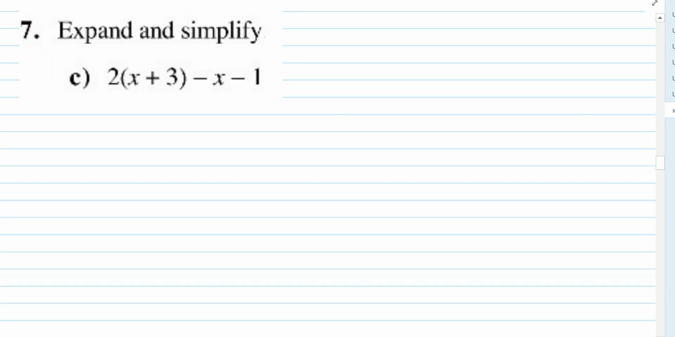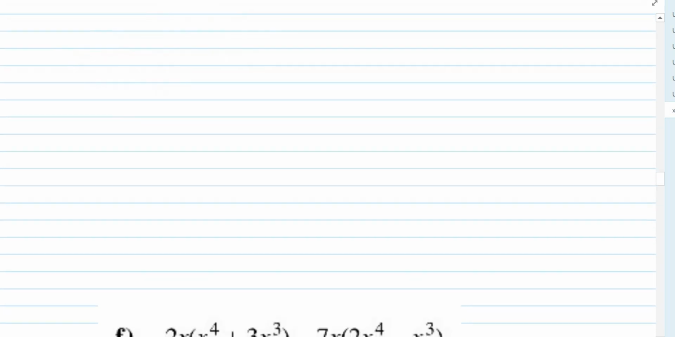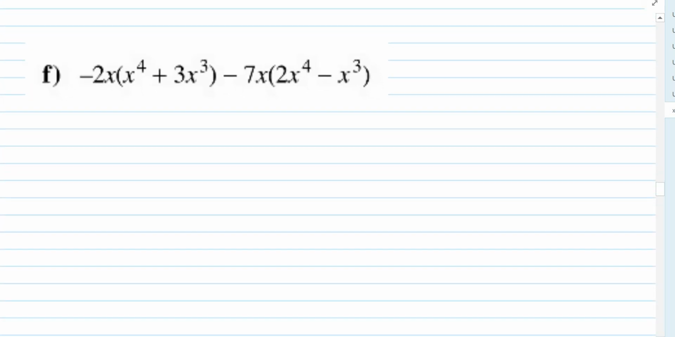And question number 7 is pretty much the same thing. I mean, there's a 2 on the outside here, so let's distribute into the brackets. So we've been doing this technique a few times in this homework video. So 2x plus 6, and then the -x and the -1 are tagging along. And after that, we collect like terms. So 2x minus x is going to be positive x. And then plus 6 minus 1 is going to be plus 5. So 6 minus 1 is going to be 5. Okay, let's move on to a few more here. That's 7c. So let's move on to the letter F now.